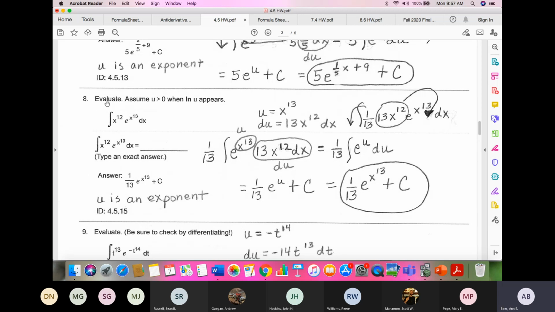So number 8, evaluate. This is indefinite, trying to get you ready for your final where you're going to see everything mixed up. This is an indefinite integral, so we are definitely going to have to put on a constant of integration. So we're integrating x to the 12th e raised to the x to the 13th power dx.